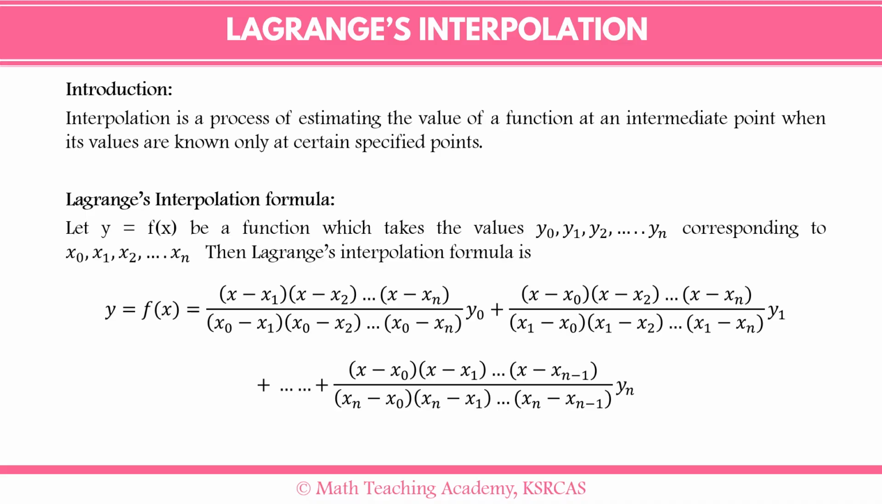For the first one, y0, the denominator starts with the x0 value. For the second term, y1, the denominator terms start with x1, plus etc. The last term is yn, where the denominator starts with xn. So this is the shortcut for Lagrange's interpolation.